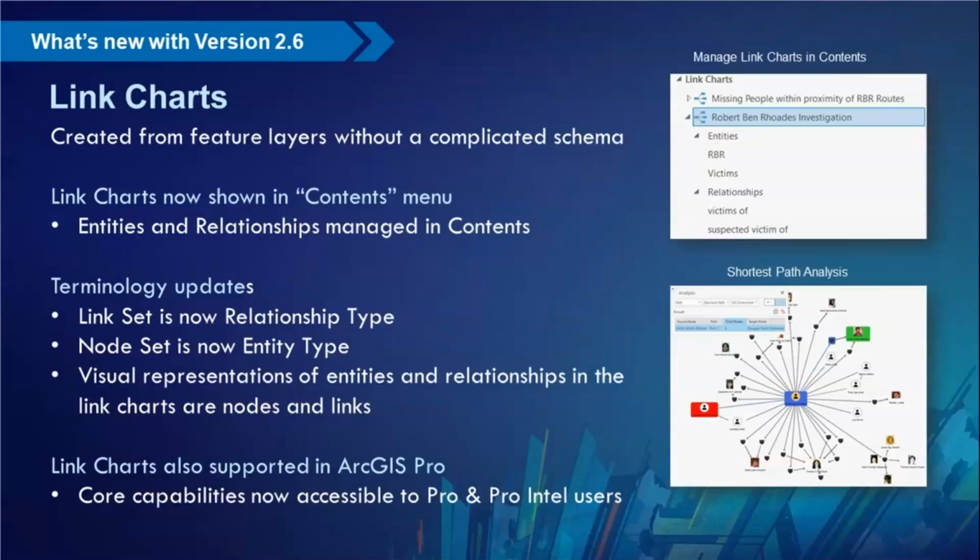Also, link charts are now shown in the contents menu. So entities and relationships are now managed in contents under the View tab. There are also some terminology updates. Link set is now relationship types. Node set is now entity type. And the visual representation of entities and relationships are now nodes and links. Note that these link charts are also supported in ArcGIS Pro. So all these core capabilities are accessible to all Pro and Pro Intel users.